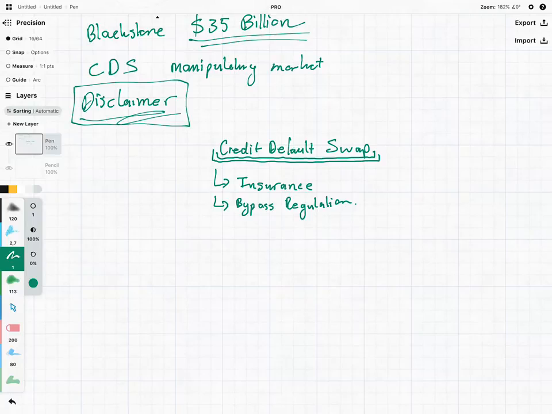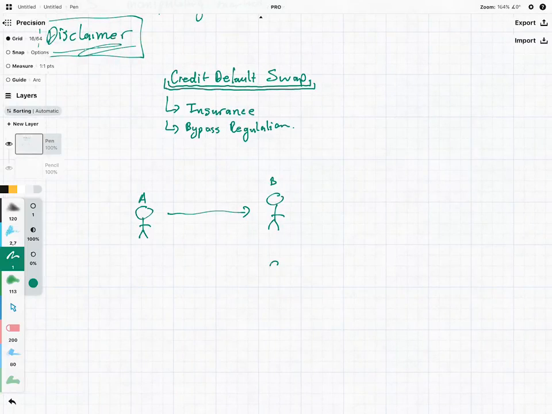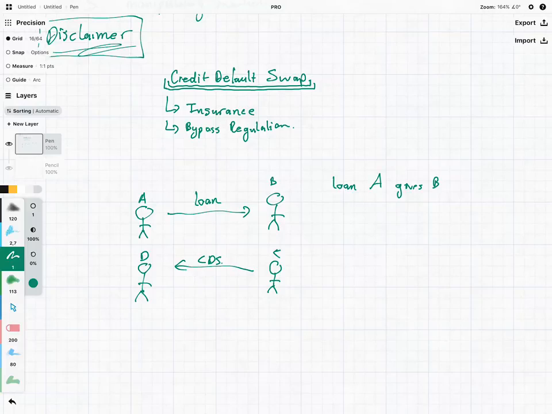So how a credit default swap works is you can have, let's say, person A, and they can make a loan to person B. Okay, a credit default swap says that person C can make a deal with person D, so they don't have to be the same people even. So this will be the loan, and this will be the CDS. The loan is simply A gives to B, and in the future, B gives back to A. Very, very simple. I think we're all happy with what a loan is.